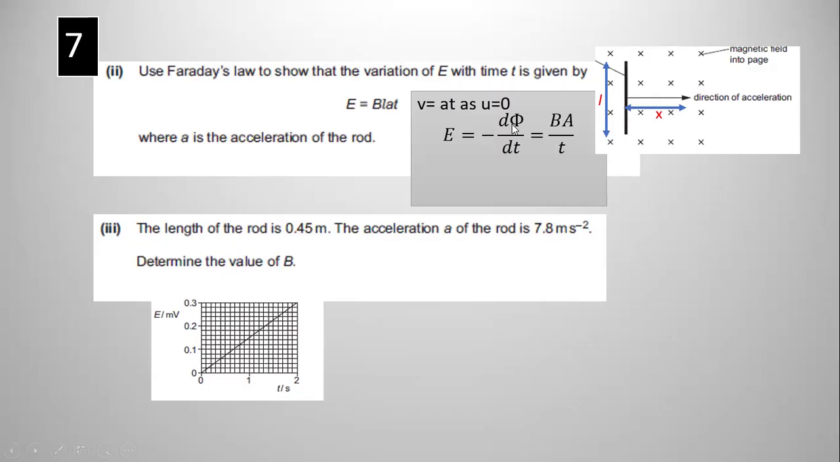Rate of change in flux linkage divided by time. So it's BA. BA divided by time t. B L times x divided by t. x over t is v. So v is at. That's how we get the formula. The length of the rod is 0.45 meter. Acceleration a of the rod is 7.8 meter per second squared. Determine the value of B.